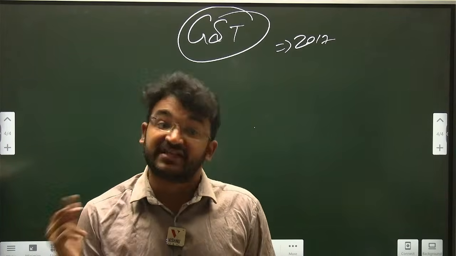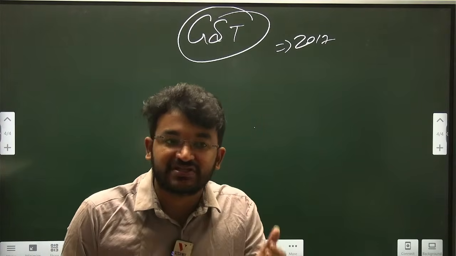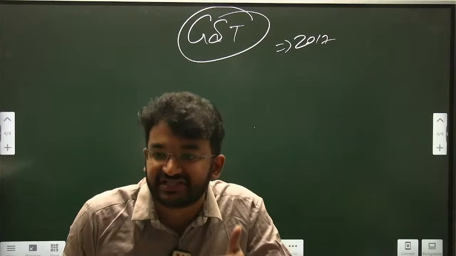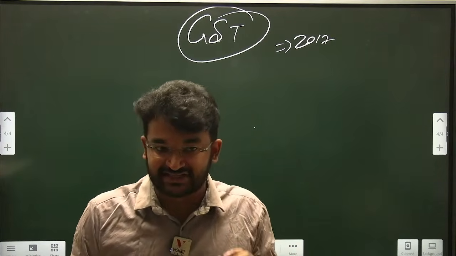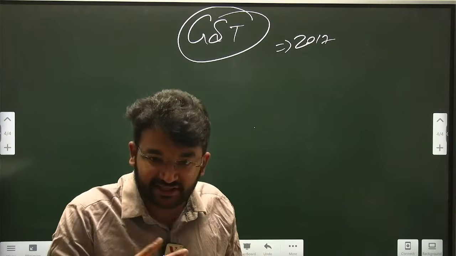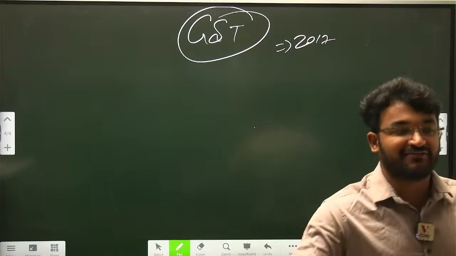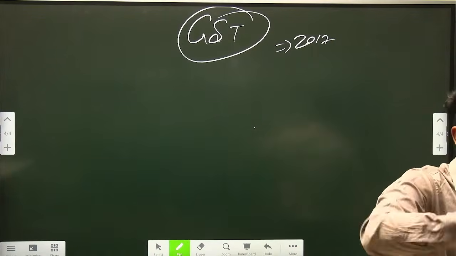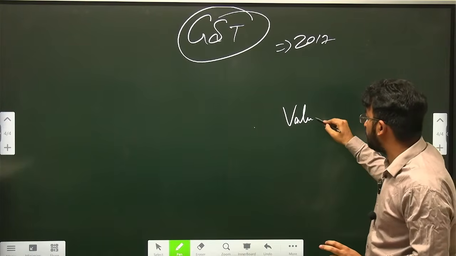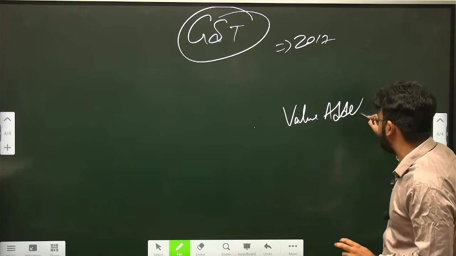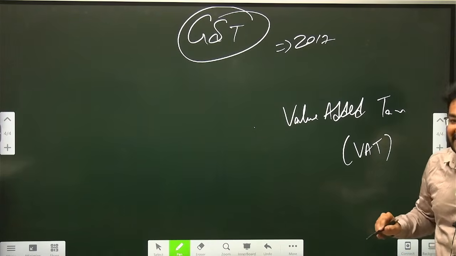Now, what is the scenario before? The thing is that, see, earlier individual states used to have their own individual taxation systems. I am talking about indirect taxes. Wherever a soap is produced in a state, they used to impose a tax. Again, when it was transferred to another state, they used to impose their own tax. This is called value added tax. We will see this later on.